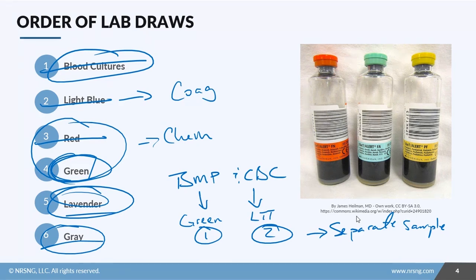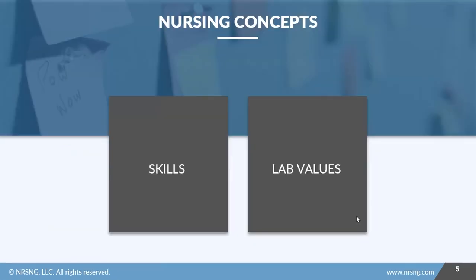So if you have a question about a test, just make sure you use good nursing judgment. Make sure you're not going to cause any unnecessary risk to your patient by drawing another sample. But get that separate sample if you need to. That way, we make sure the test is right and we're going to get it sent out.